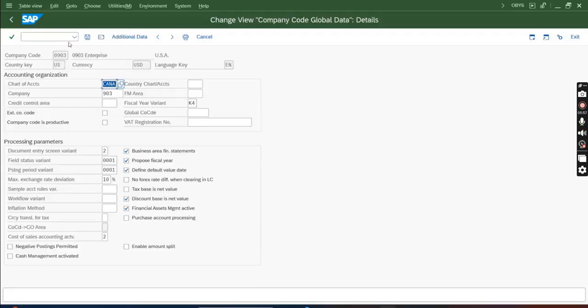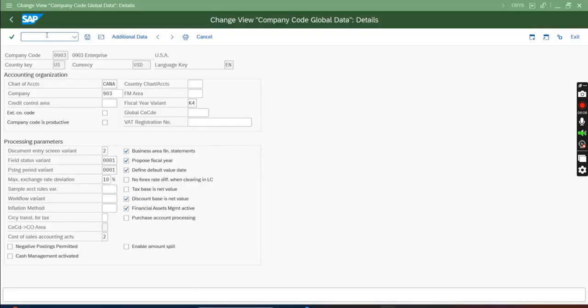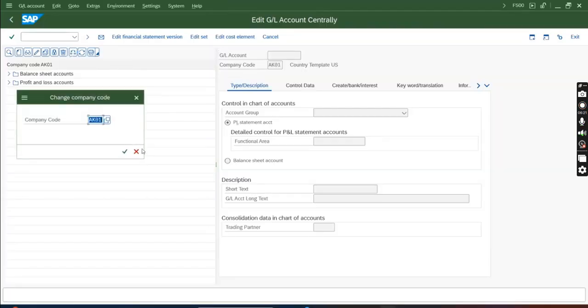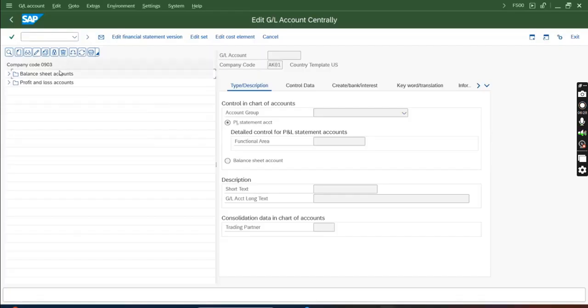So if I want to see the general ledger accounts in my company code, all the GL accounts are already copied from US01. Go to the T code FS00 and you will see the GL accounts. Here you see this change company code button, because currently company code AK01 is being shown. I want to see 0903. So click on change company code and enter your company code, in my case 0903. Now I will see the GL accounts of 0903.